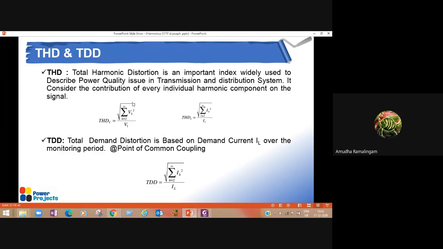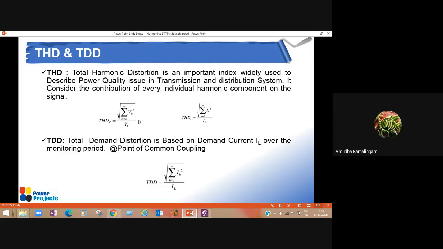So THD is the ratio of the square root of all the harmonic voltages. The harmonic order varies from 2 to infinity. They may be even harmonics, in the sense the order will be 2, 4, 6 like that, or odd harmonics, where the order will be 3, 5, 7 like that. Generally the harmonic order starts from 2 to infinity.